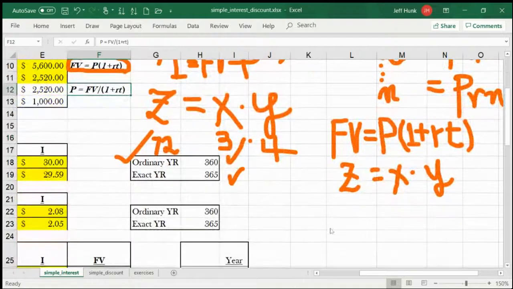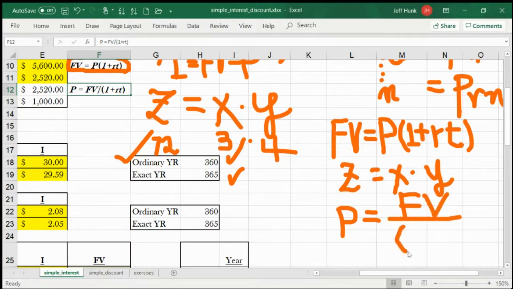And then think about it. You want to know what P is. P is x, right? So if you divide z by y, then you get x. So the same reasoning, exactly the same reasoning. So then principal is future value over 1 plus RT. Make sense?